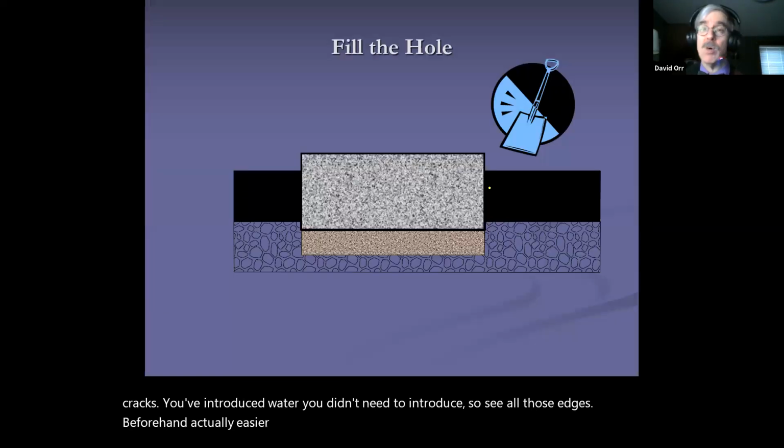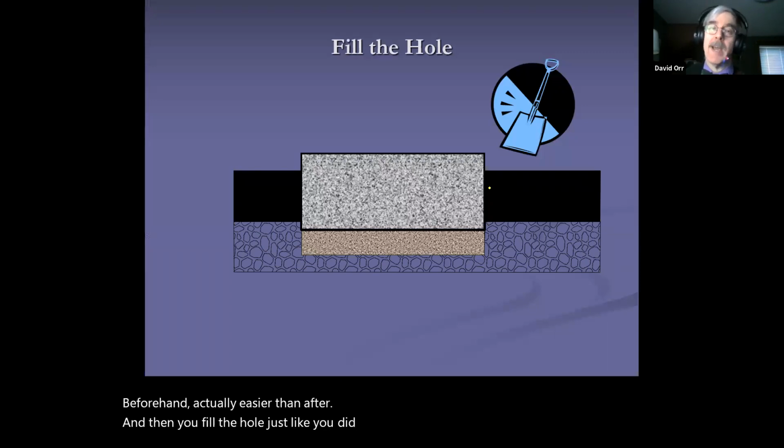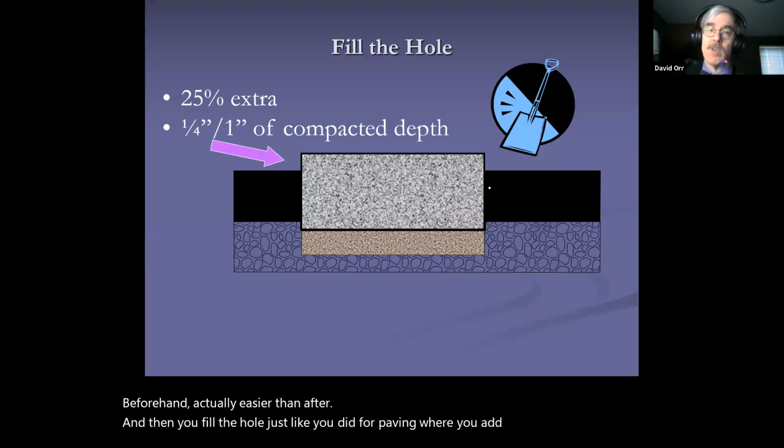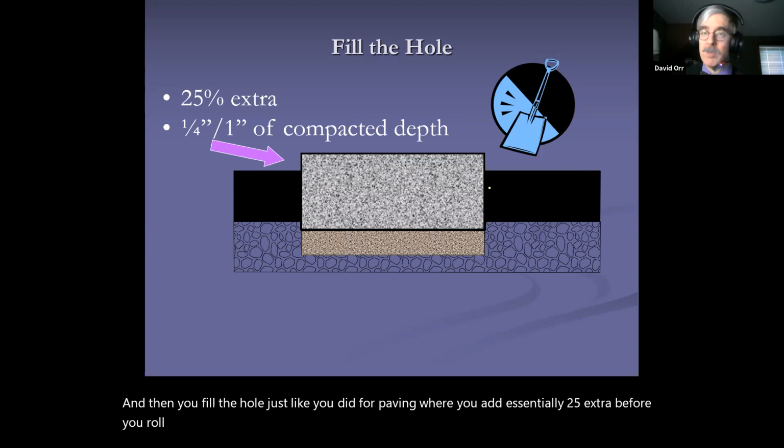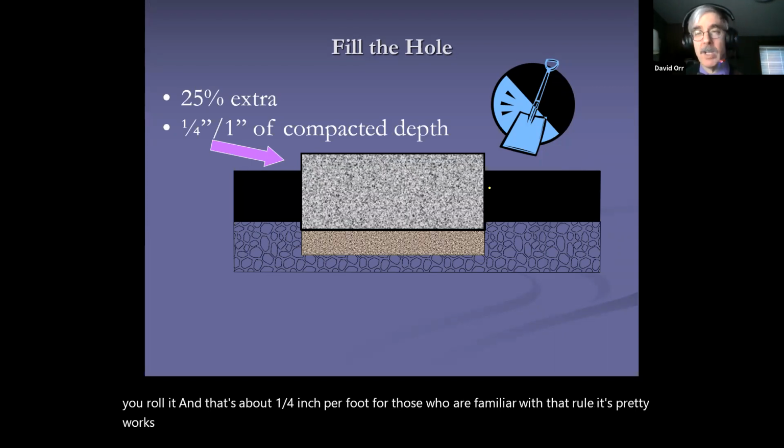And then you fill the hole just like you did for paving, where you add essentially 25% extra before you roll it, and that's about a 1/4 inch per foot. For those who are familiar with that rule, works pretty well. It's not exact, but it's pretty close.